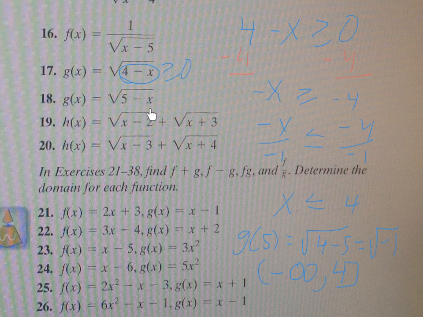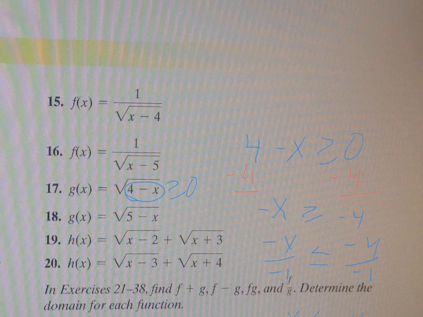This would be very similar, except it would be a 5 there. Now this guy here is just ever so slightly different than these two. We've got a radical and a quotient. And so on this guy, we want to avoid the radicand being negative again, but we also want to avoid the quotient being 0. So let's see, can I move this down?